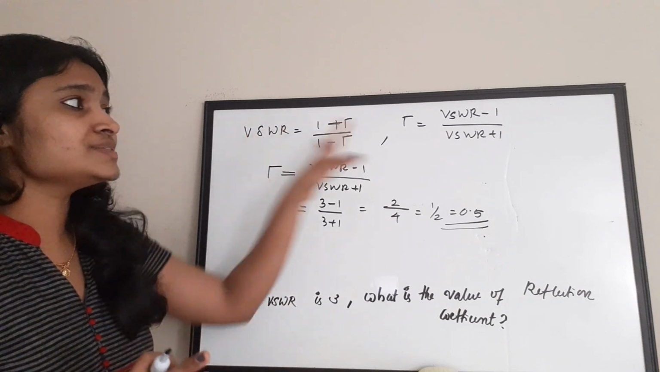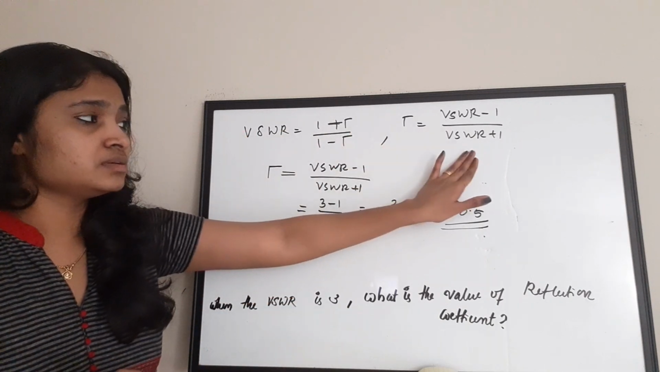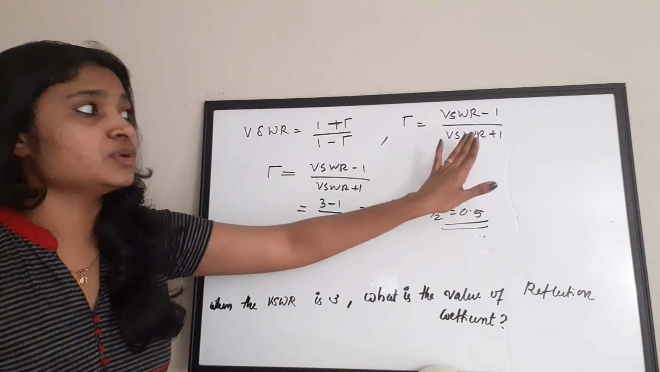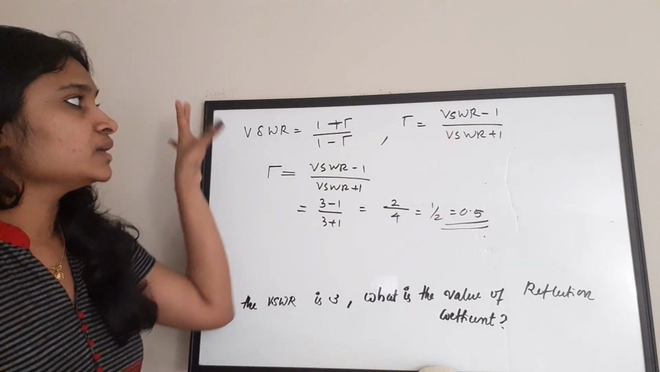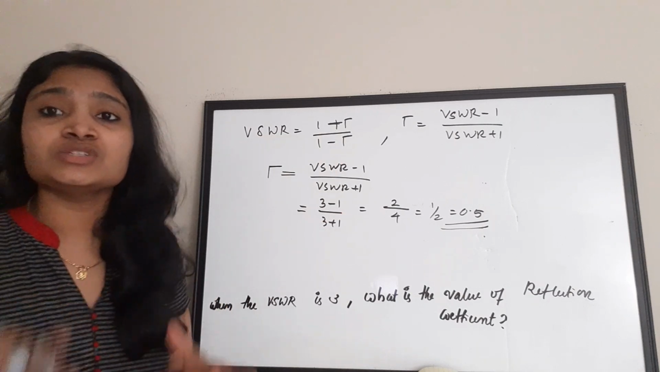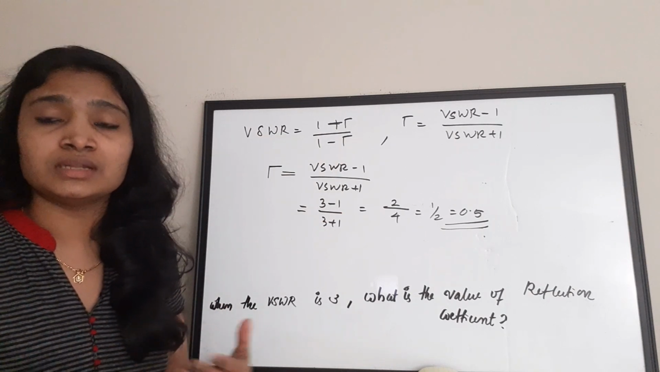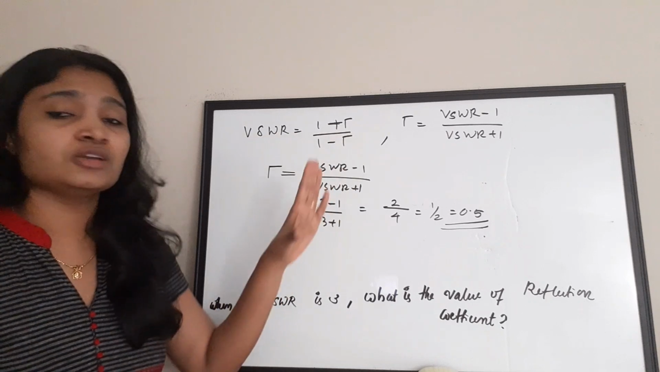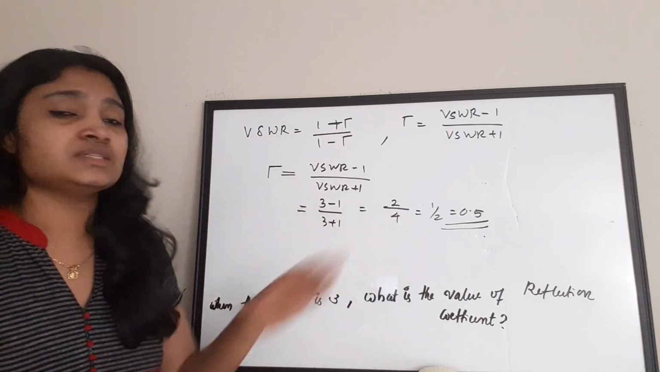If you know this relation, they can either ask for the reflection coefficient or the question can come from the other side. So both these equations are very important. Please note this down. You don't have to go through the theory and derivation. The direct equation is this and the answer for this question is 0.5.